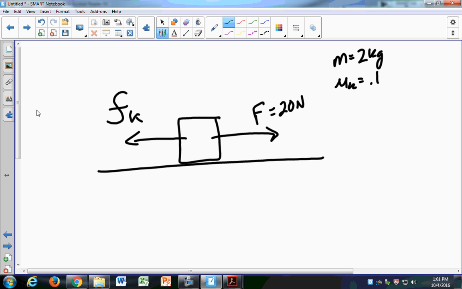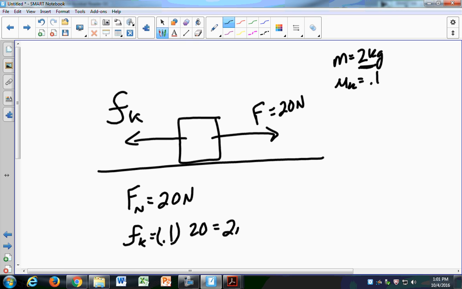I mean, this is a one-step problem, pretty much. That you would say, force 20 equals 2A. Actually, no, this isn't a one-step problem. This is a two-step problem because the first thing you have to do is find the normal force. The normal force is equal to the weight, which is 20 newtons, right? 2 times 10. And then you find Fk, which is 0.1, that's the coefficient, times the normal force, which is 20, which is 2 newtons.